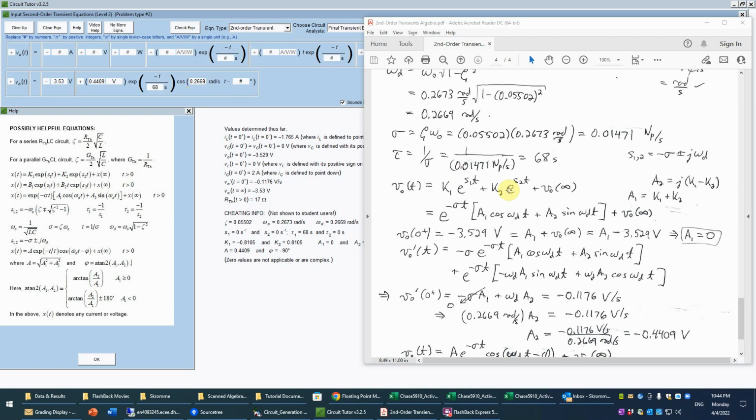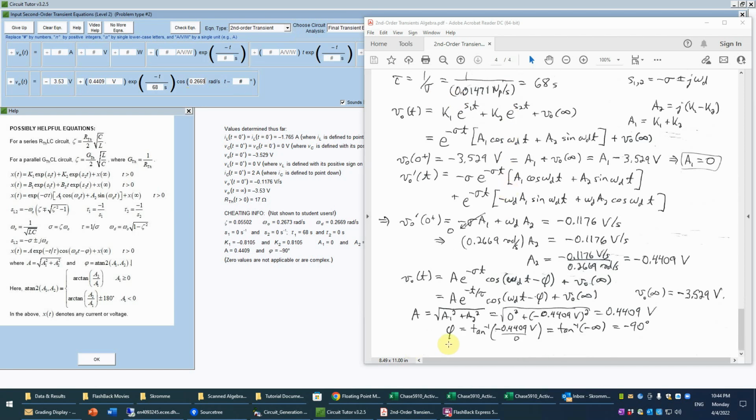And then our phi, that's the last thing to calculate. That's the inverse tangent, basically. Since the a1 is 0, we just use this formula here. This is the atan2 function, but in this case, we just use this form of it. So it's inverse tangent of the a2, which is the negative, and the sign matters here, 0.4409 divided by 0. So that gives us negative infinity as opposed to positive infinity. And that's important, of course, because the inverse tangent of negative infinity is negative 90 degrees.